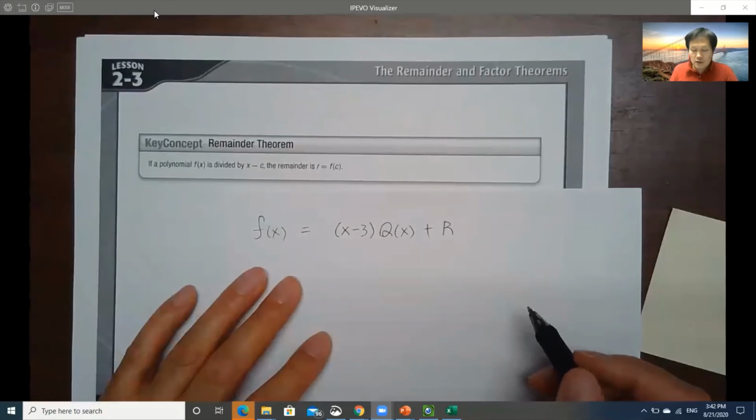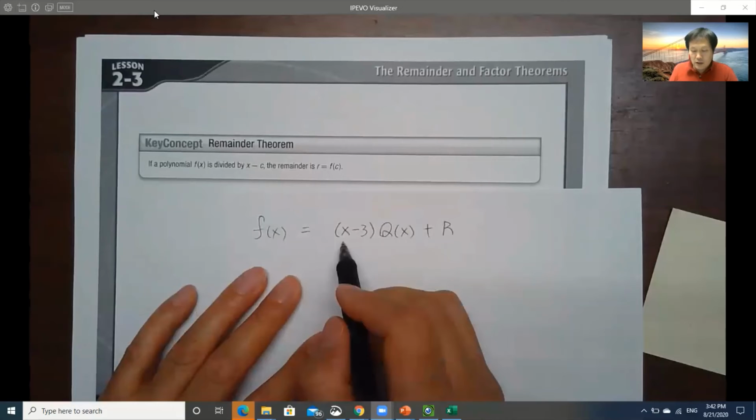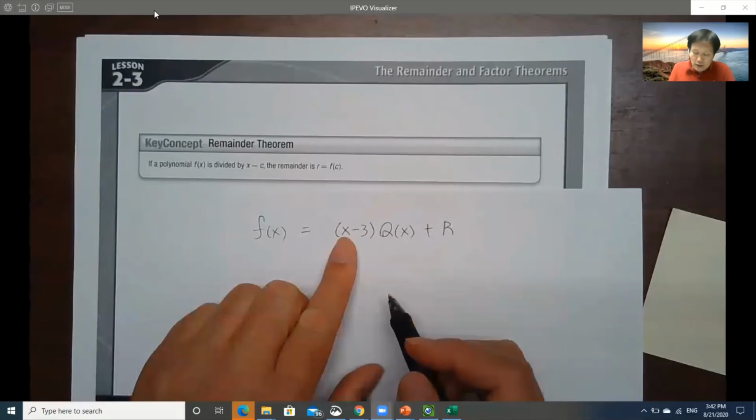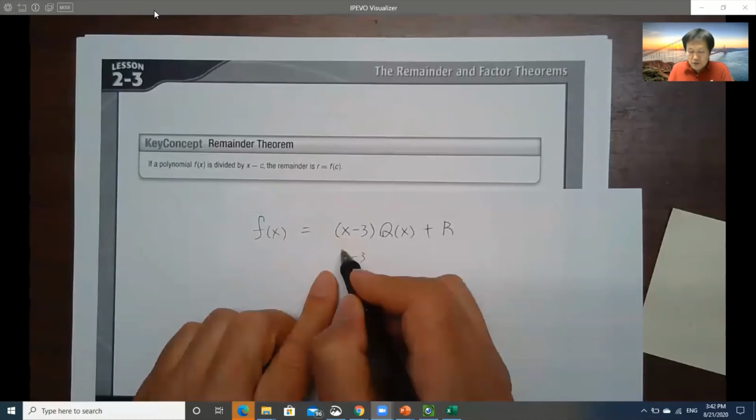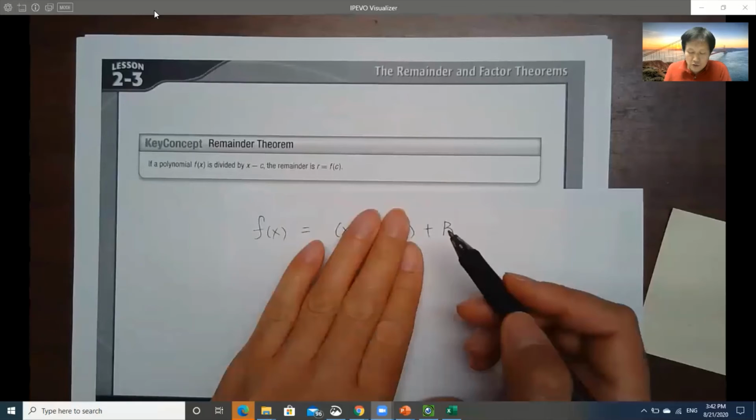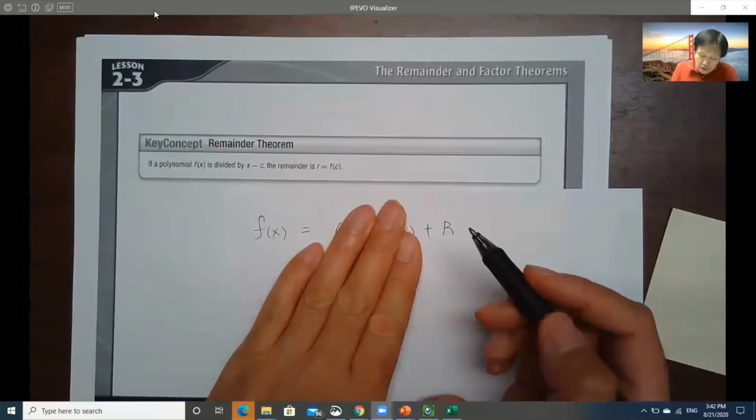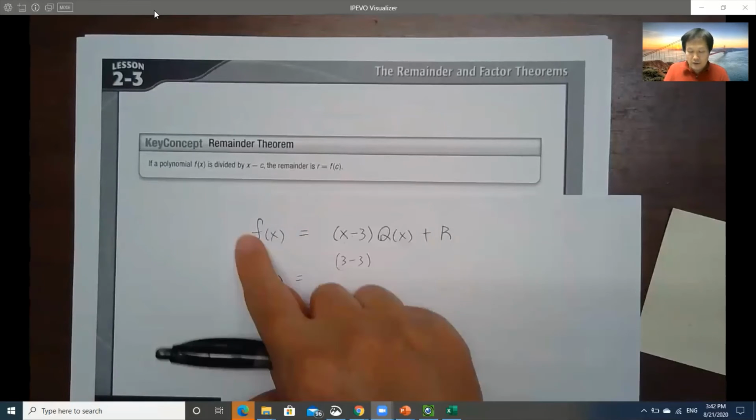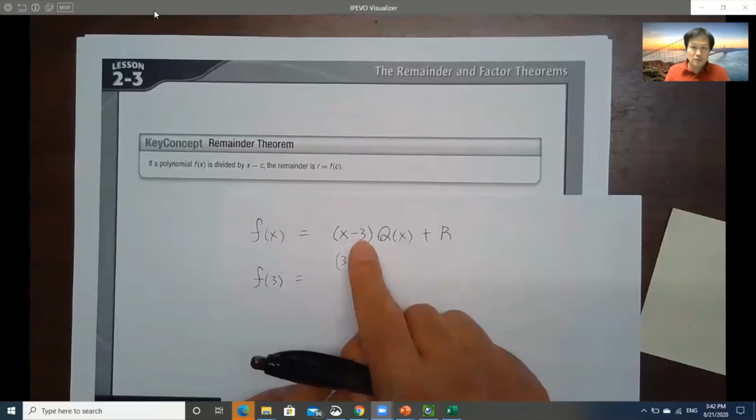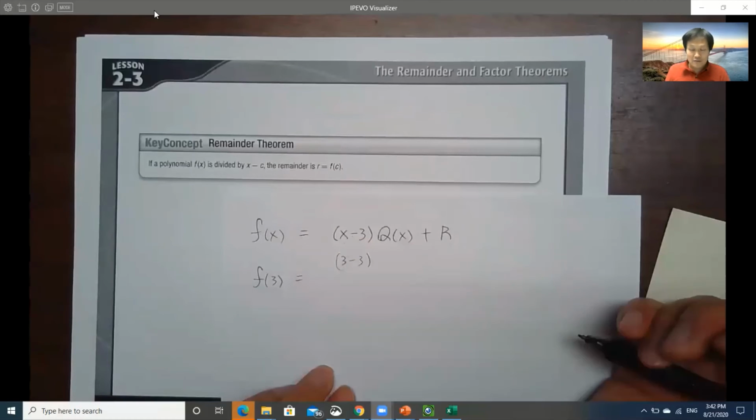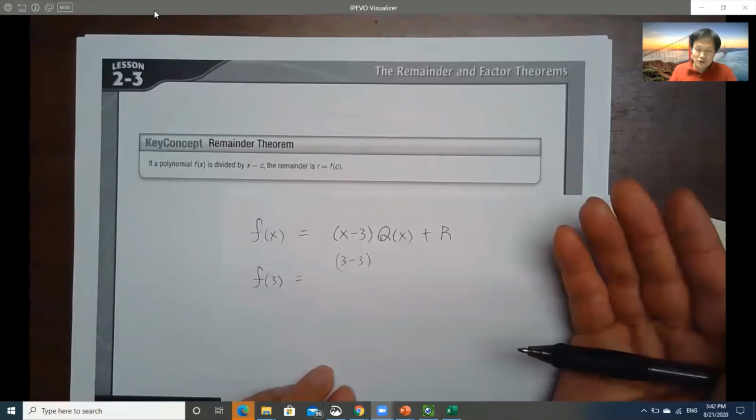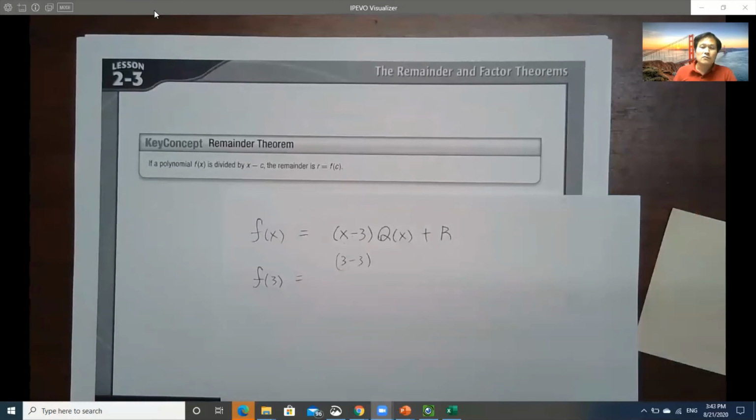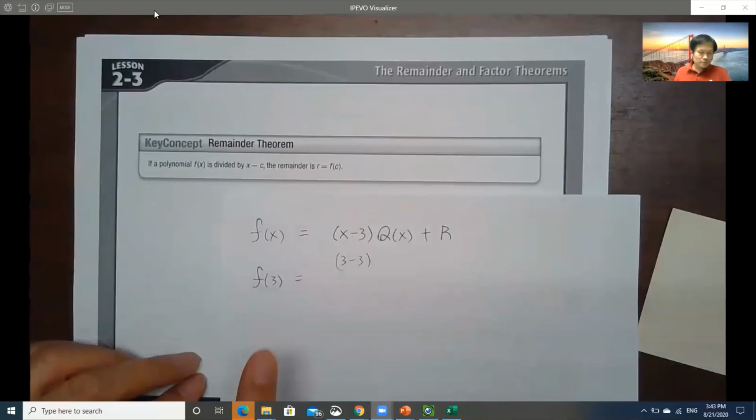So what they are saying here is, if you plug in x value as 3, that's 3 minus 3, that becomes 0. So 0 times whatever, the whole thing becomes 0. So when you plug in x value as 3, f of 3 equal to remainder when you divide this by x minus 3. I don't know if that makes any understanding any easier. So you might say, what? Come again? Maybe it's easier if I explain with the example.